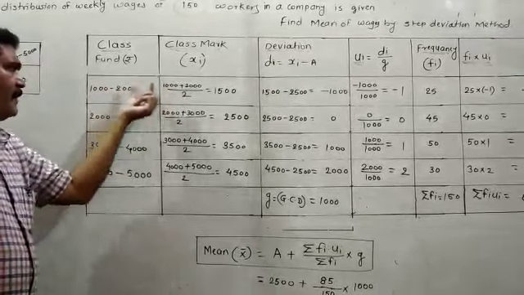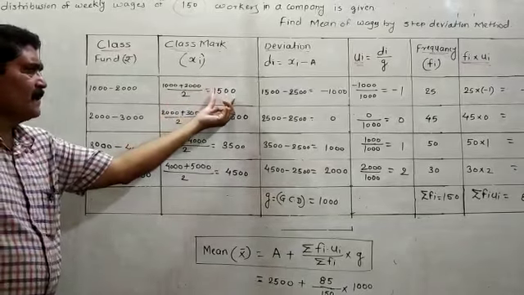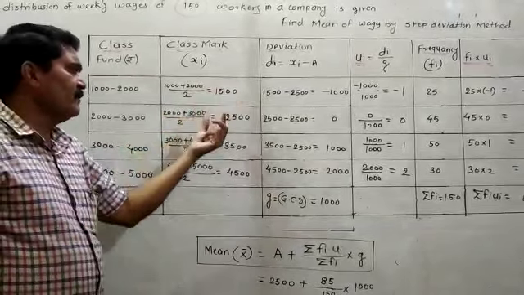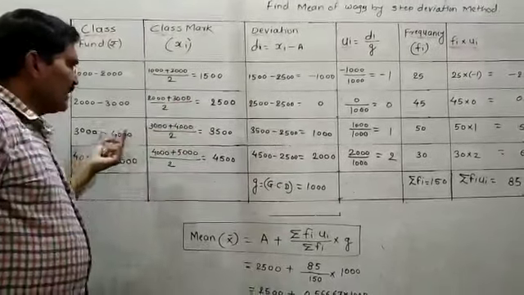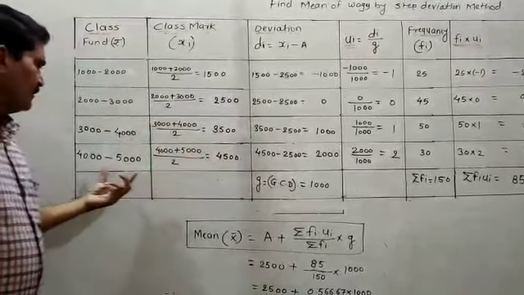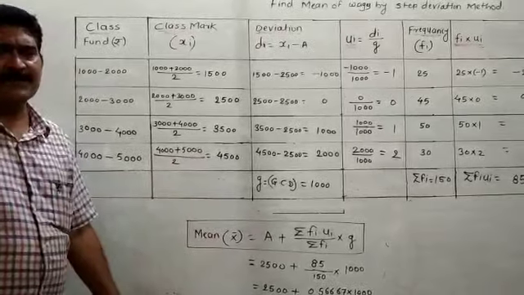Lower limit plus upper limit divided by 2 is the class mark, which will be 1500. This class mark will be 2500. This class mark will be 3500. This class mark will be 4500.